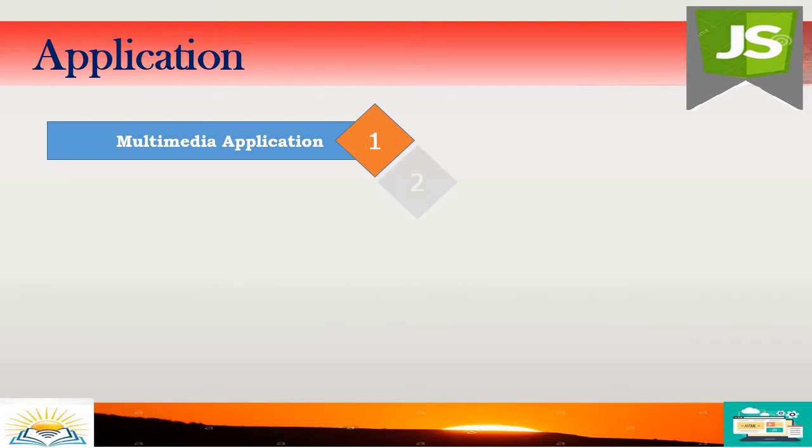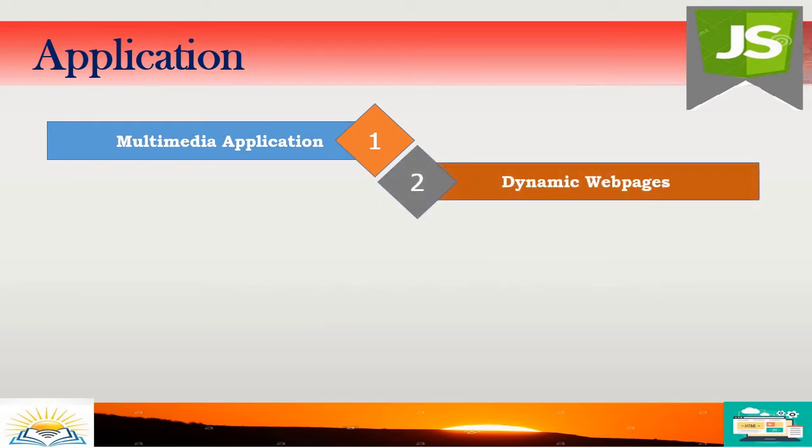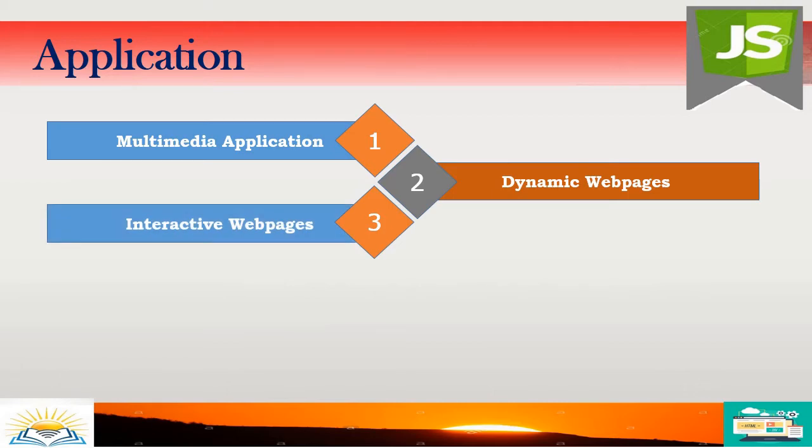Second one is dynamic web page. We have already discussed dynamic web page. That is based on the user choice. JavaScript can generate page content at runtime. Next is interactive web pages. JavaScript can do some processing of forms and can validate user input when the user submits the form. This process is known as data validation.